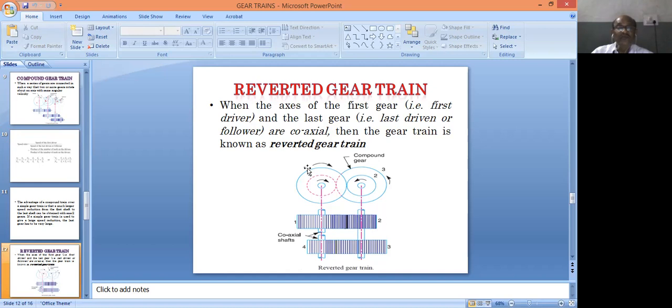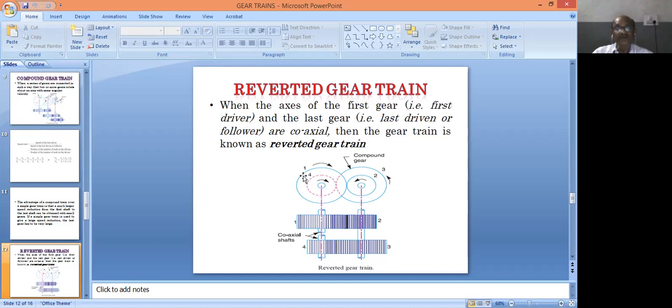Here, gear 1 is considered the driving gear, that is, the driver. Gears 1 and 4 are mounted on two different shafts, but they are coaxial. And gears 2 and 3 are mounted on the same shaft, so 2 and 3 are also called a compound gear. Gear 1 is called the driving gear, that is, the first driver. So gear 1 drives gear 2. Again, gear 3 drives gear 4. Gear 4 is considered the last follower.